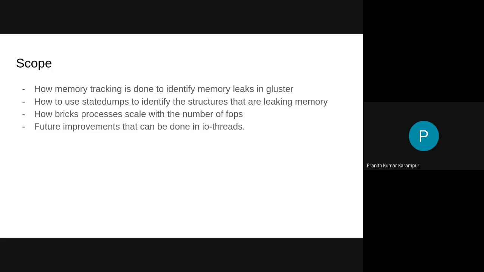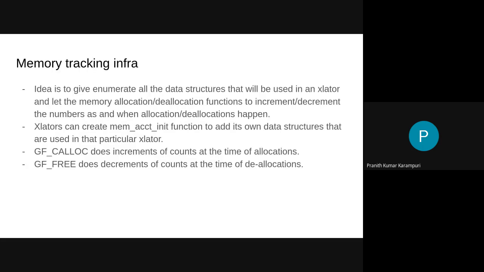We also have an infra called state dump, which will print out the current usage of different data structures, using which we can find what memory is leaking, what looks abnormal based on the number of allocations, etc. The other part that we will discuss is IO threads, why they are needed and how they are implemented in Gluster. So let's start with the memory tracking infra.